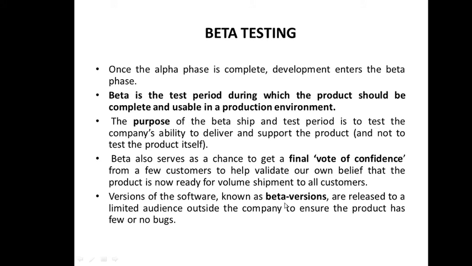Versions of the software known as beta versions are released to a limited audience outside the company to ensure the product has few or no bugs. That means testing is also carried out along with the support activities.